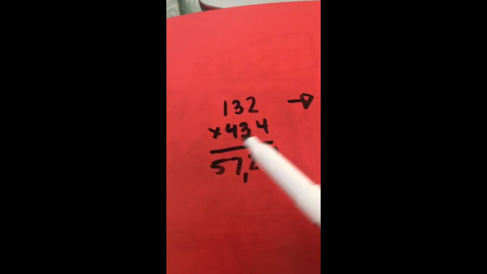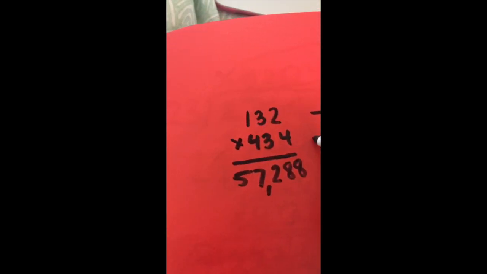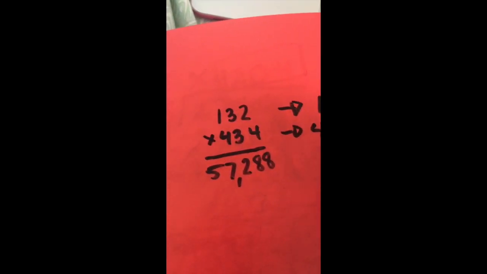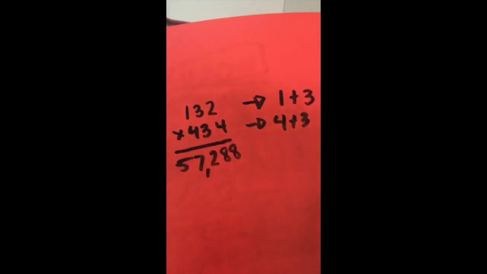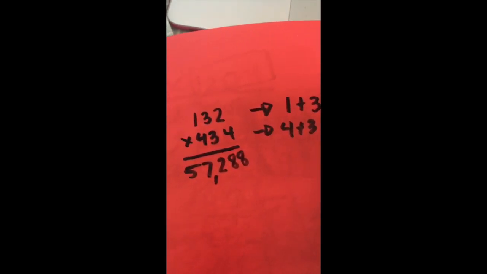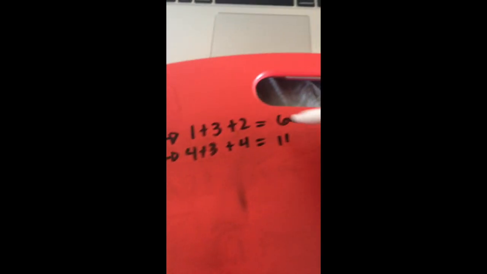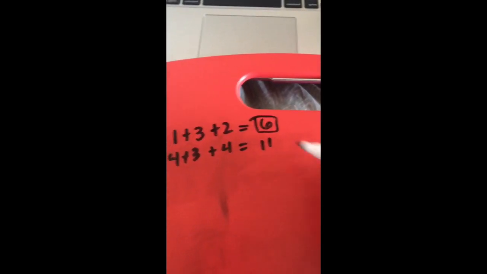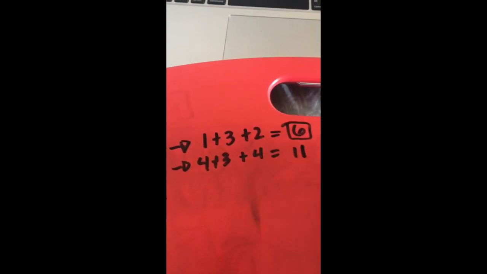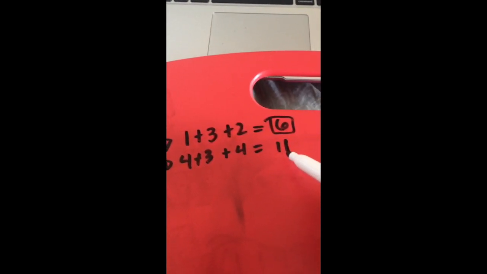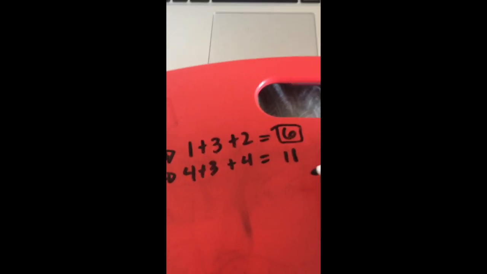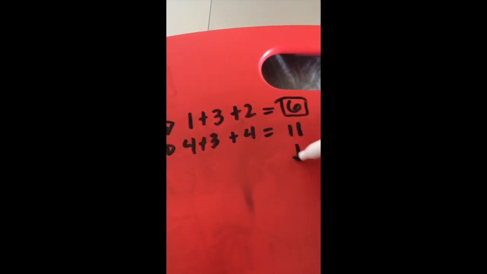Now we have to check the bottom number. So we have 4 plus 3, which gives us 7, so not 9, so we're good there. Plus 4 gives us 11. So we have 6 here and 11 here. Basically, we don't want 11, so we just add these two digits together. What it's really saying is we're doing 1 plus 1, which equals 2.